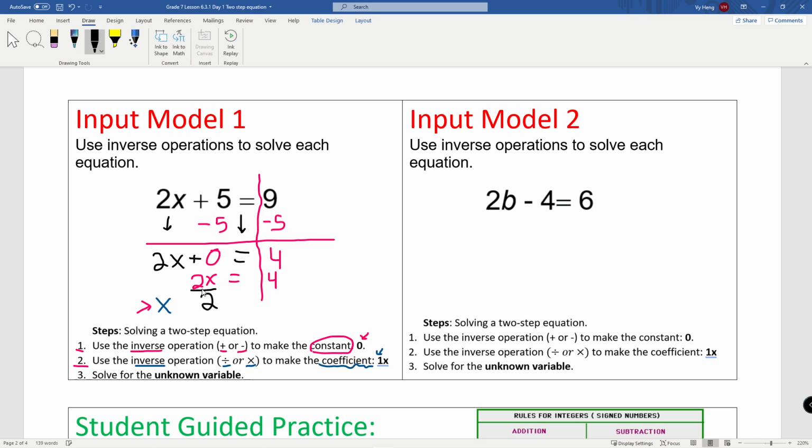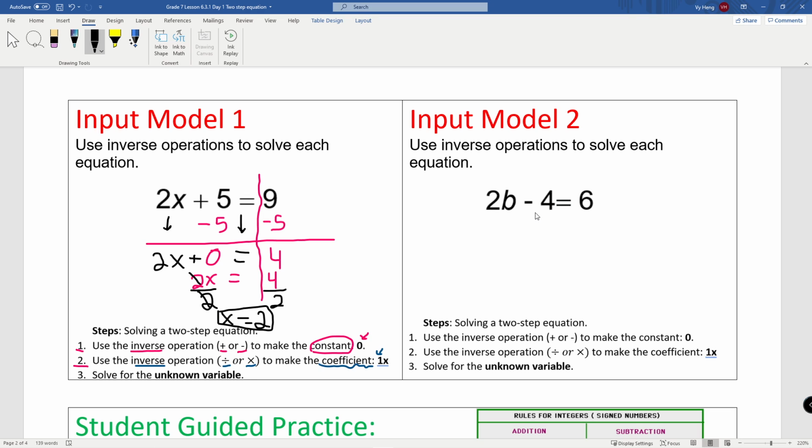And the reason why is because 2 divided by 2 will give us what? A 1x, right? So let me erase that. And then also, before we move on, if I divide this by 2, I need to also divide the other side by 2. So now we have 2x divided by 2 and 4 divided by 2. You get 1x for this side. And then on the other side of the equation, 4 divided by 2 is 2. Okay, there you go.